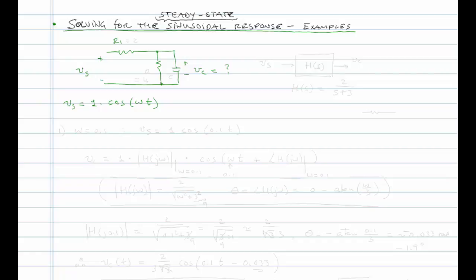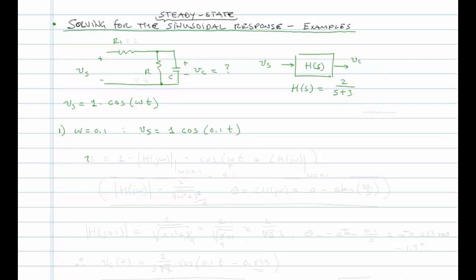We have R1, R, and C, and the transfer function H of s that relates Vs to Vc is H of s equal to 2 divided by s plus 3. And we'll consider several cases of excitation. So first, we will consider omega equal to 0.1. So in other words, Vs is equal to 1 times cosine of 0.1 t.